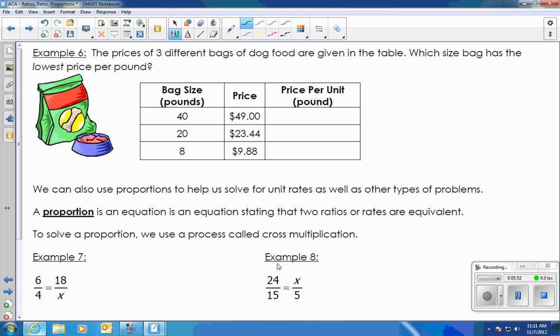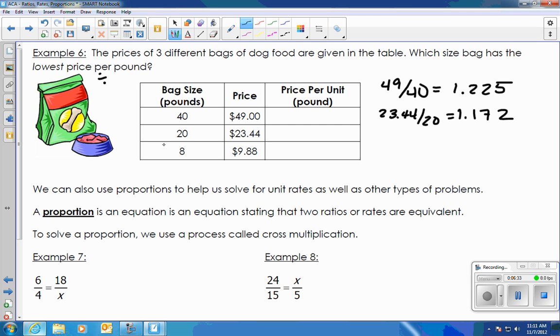So on the next one, it says the prices of 3 different bags of dog food are given in a table. Which size bag has the lowest price per pound? So price divided by pound. So I'm going to do 49 divided by 40. And you should be able to do that math over on the side. I'm actually going to use a calculator so that you don't have to watch me spending all this time doing that. I get 1.225. And then I'm going to do 23.44 divided by 20, which gives me 1.172.